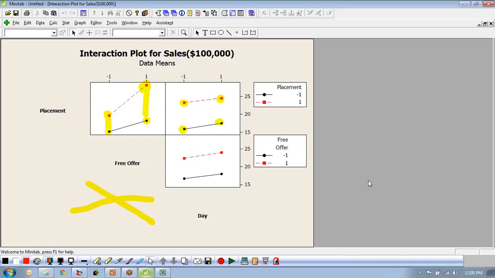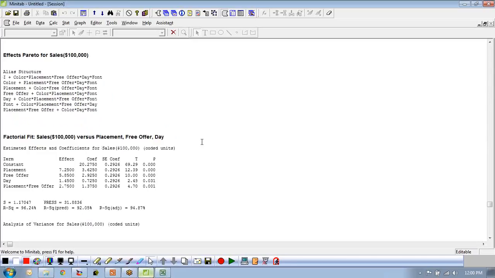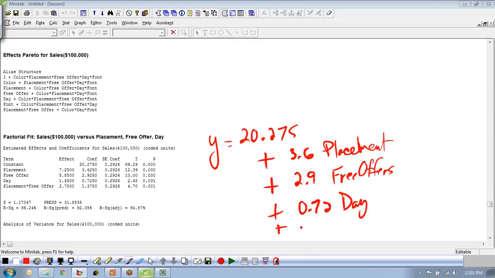So that's that. One last thing here. Let's take a look at our model. It says that our model is y equals 20.275 plus 3.6 times placement plus 2.9 times free offer plus 0.725 times day plus 1.375 times placement times free offer.